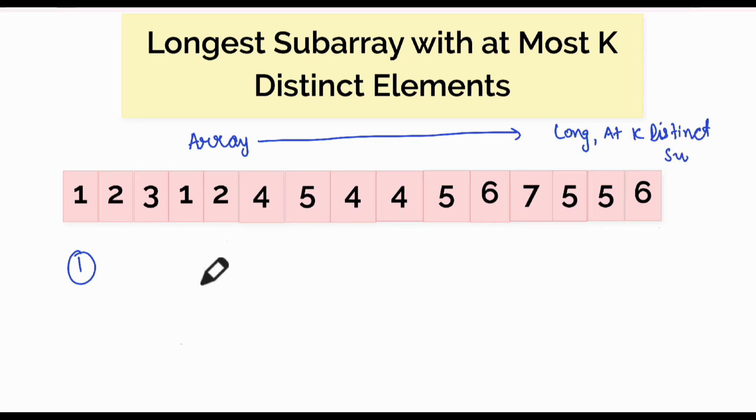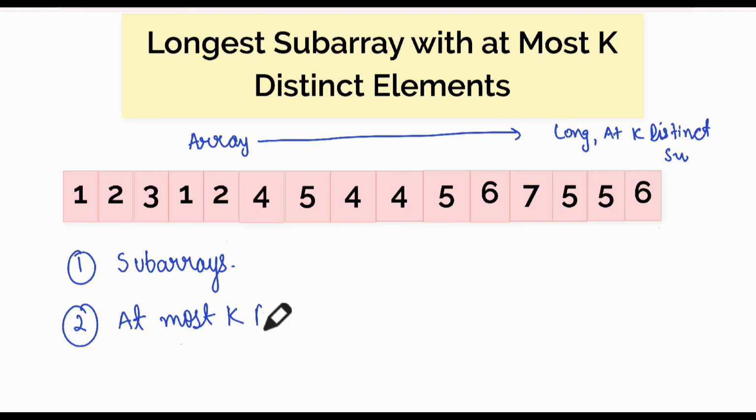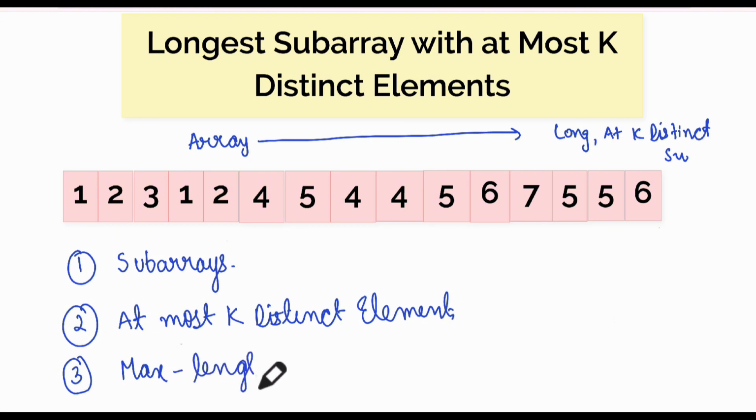So there are three criteria. First of all, we need subarrays. If you notice, first of all, we need all the subarrays. After that, we will take from these subarrays which all subarrays contain at most k distinct elements. And once we achieve all these particular arrays, we will check from all of them the subarray with the maximum length. Okay, so that's how we are going to break it down using the brute force method.